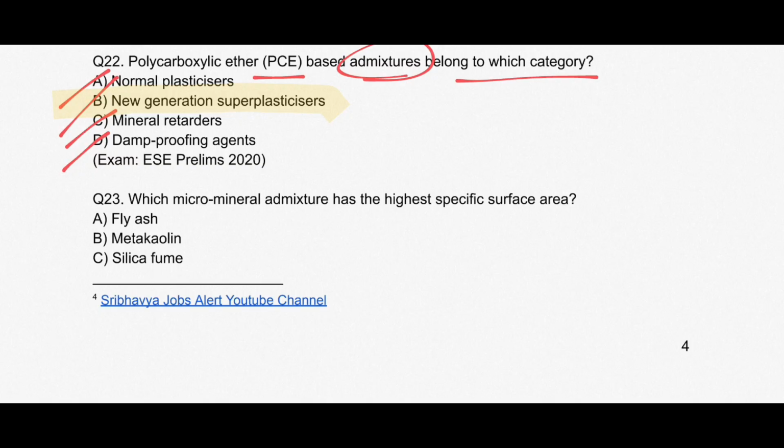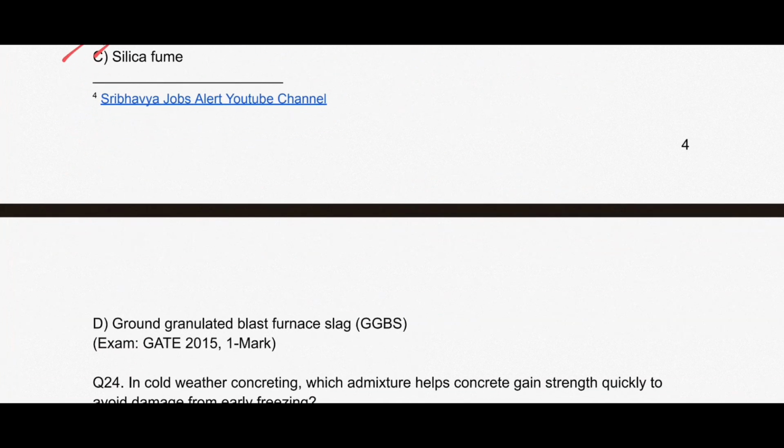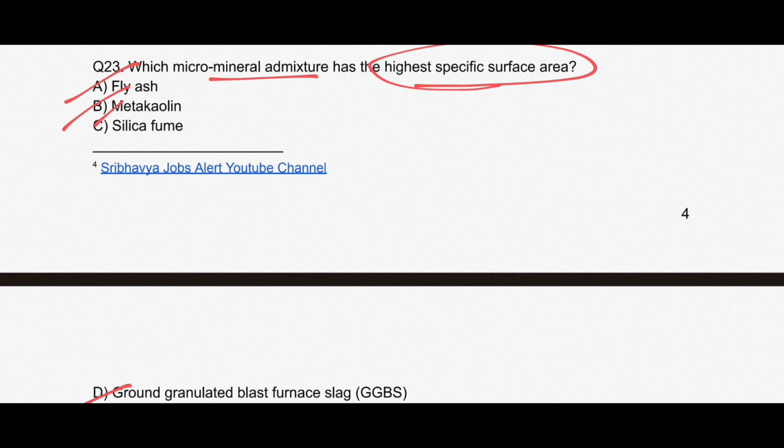23rd question. Which micro mineral admixture has the highest specific surface area? Option A, fly ash; option B, metakaolin; option C, silica fume; and option D is ground granulated blast furnace slag. So the answer is option C, that is silica fume. మనకి సిలికా ఫ్యూమ్ కి స్పెసిఫిక్ సర్ఫేస్ ఏరియా చాలా ఎక్కువ ఉంటుంది as compared to the given options అన్నిటిలో కంపేర్ చేస్తే.